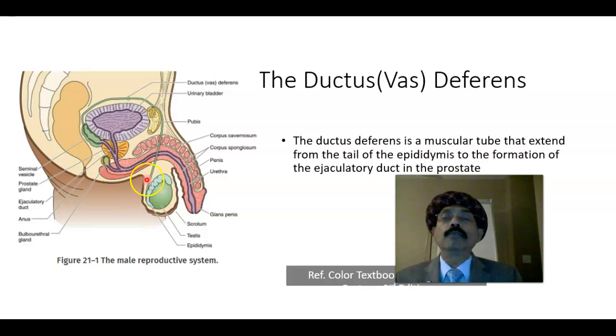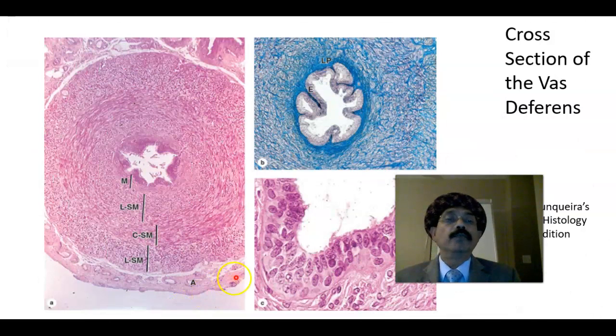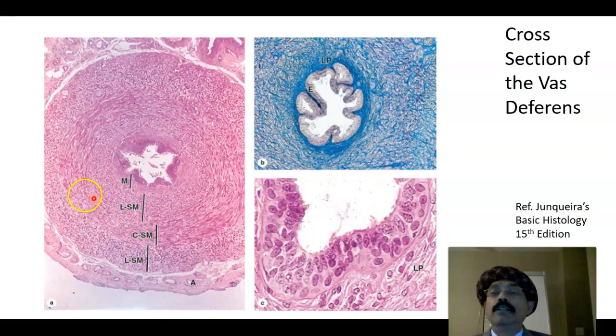So this is a long course. It is a long tubular muscular structure beginning from the tail of the epididymis, ultimately going to the ejaculatory duct that opens into the prostatic part of the urethra. Now, this is the histological structure of the vas deferens or ductus deferens.